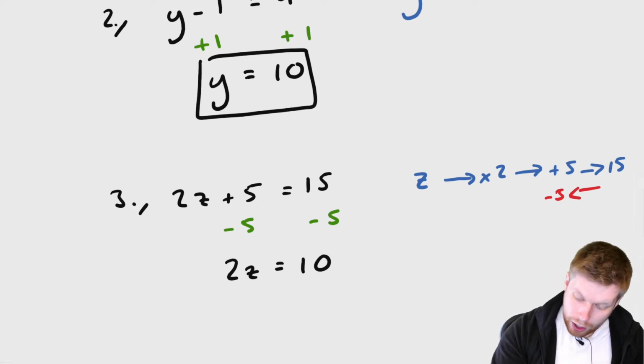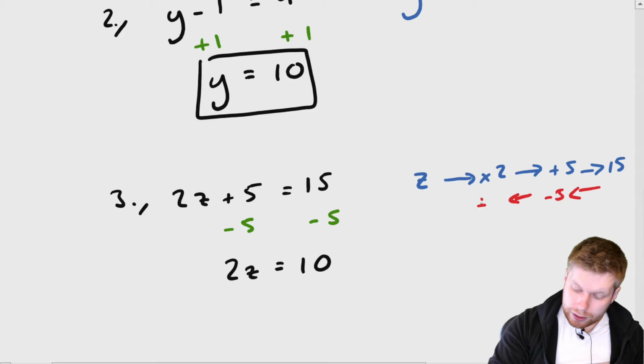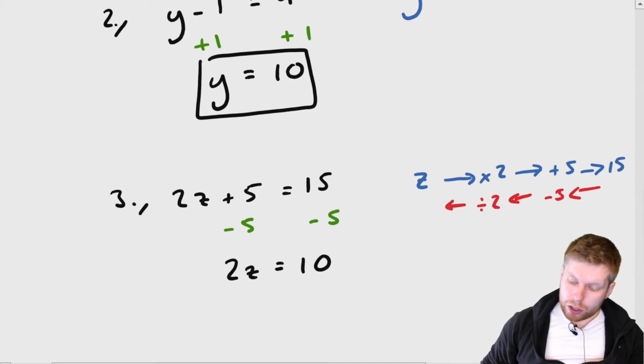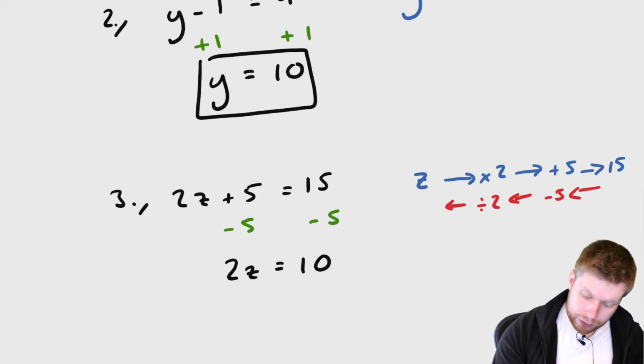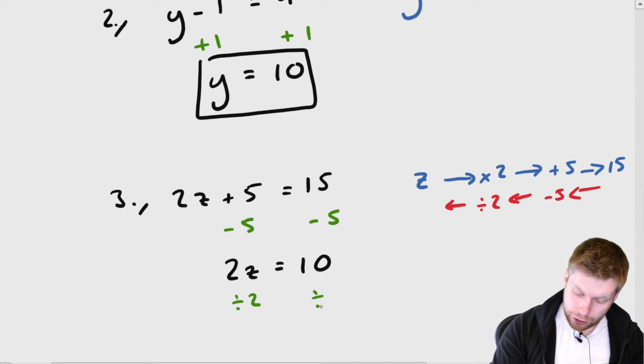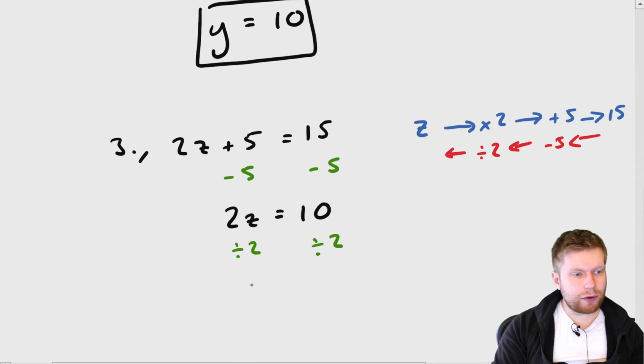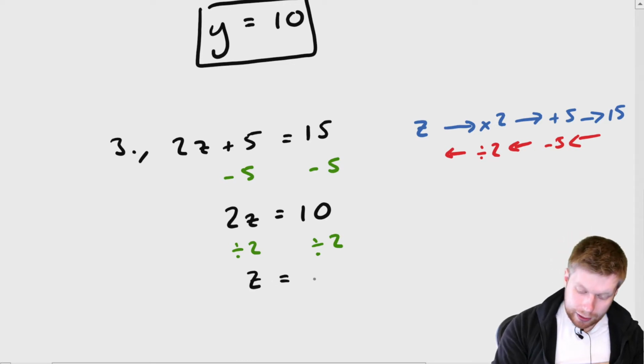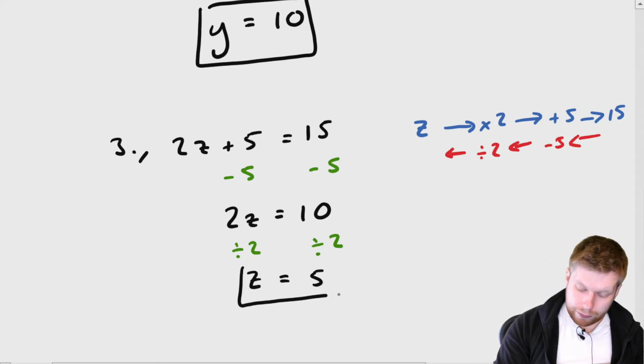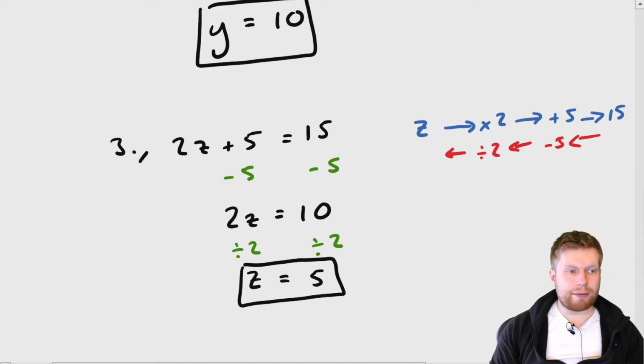Then you've still got to carry on working backwards because you're not quite there yet. So therefore you've got to undo the times by 2, which means you're going to be dividing by 2 on both sides. So let's divide both sides by 2. So on the left-hand side, 2z divided by 2 is just z, and then 10 divided by 2 is 5. And that's it. So z must be 5 in this case.